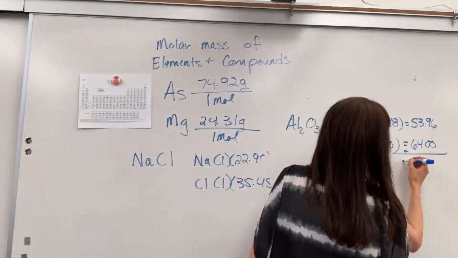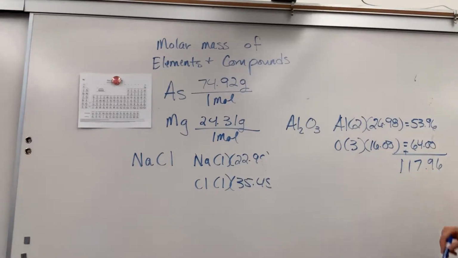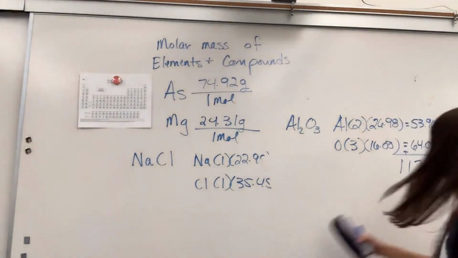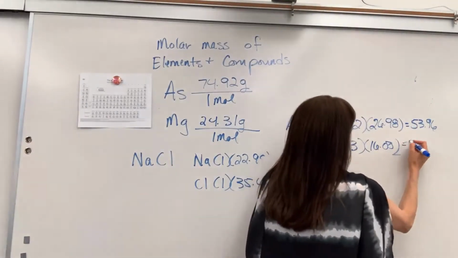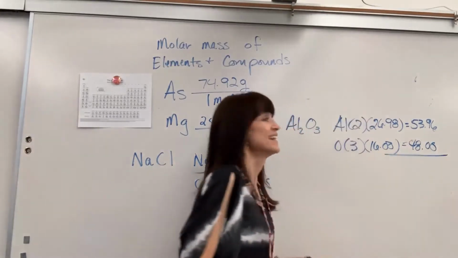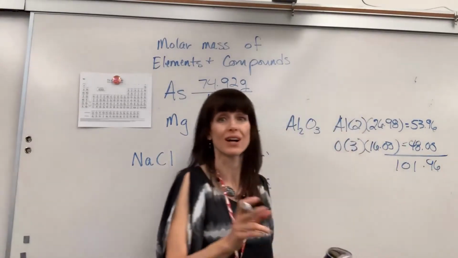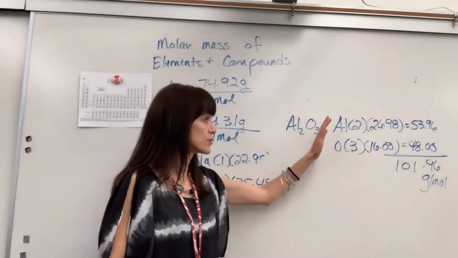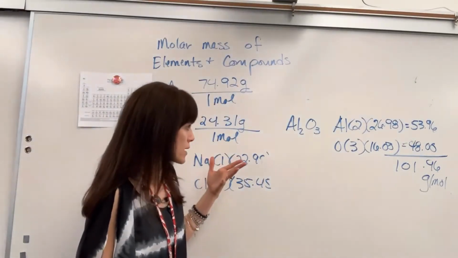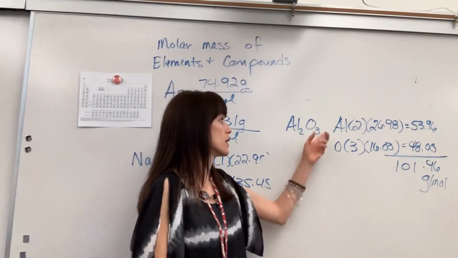So we will have 100, let's see here. So 96. Did I do that right? I don't think I did for some reason. Oh, do you know what? I see my mistake. I'm so sorry, you guys. 3 times 16, in case you're wondering, is 48, not 64. There we go. All right, now we can add this together. So we are going to have 101.96, and our unit, grams per mole. So if I have 101.96 grams of aluminum oxide, that is going to be 1 mole. 6.022 times 10 to the 23 formula units of aluminum oxide.